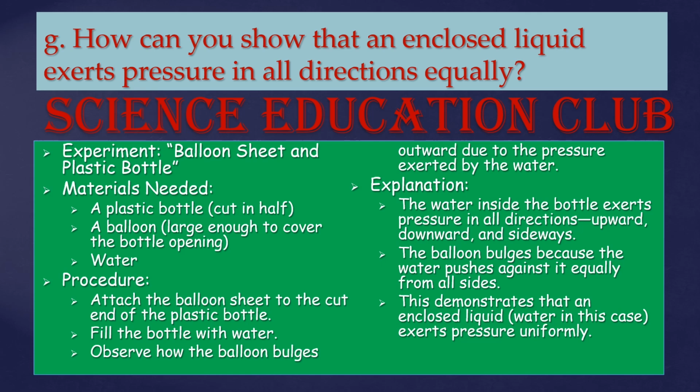Explanation: the water inside the bottle exerts pressure in all directions, upward, downward and sideways. The balloon bulges because the water pushes against it equally from all directions. This demonstrates that an enclosed liquid, water in this case, exerts pressure uniformly.